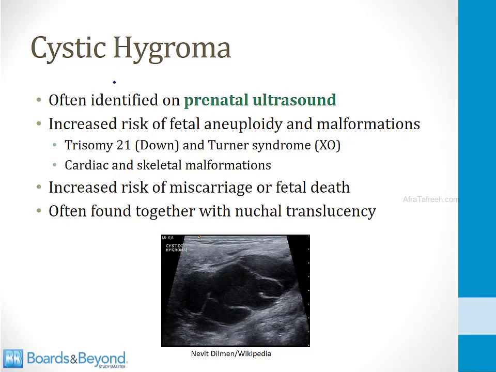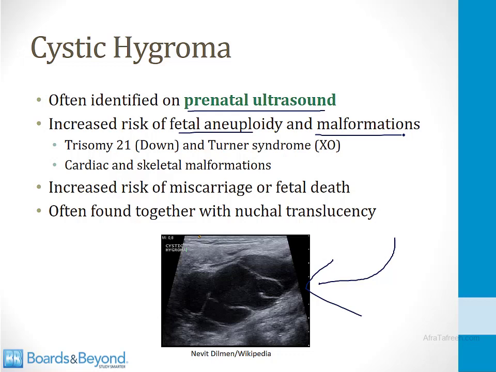In the modern era, especially in the US, cystic hygromas are often identified on prenatal ultrasound. They're very easy to see with ultrasound because they are a big black space, like what I've shown on the screen here. These are benign lesions, but the reason they are a cause for concern is that when you detect one on a prenatal ultrasound, you need to be aware that cystic hygromas are associated with a higher risk of fetal aneuploidy or congenital malformations.